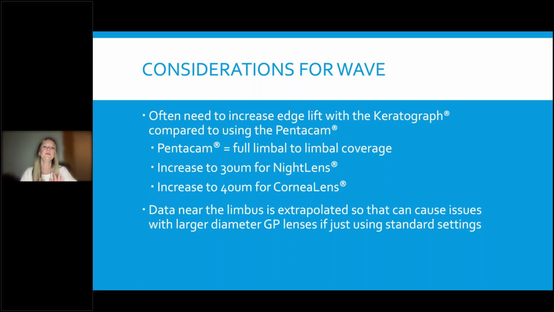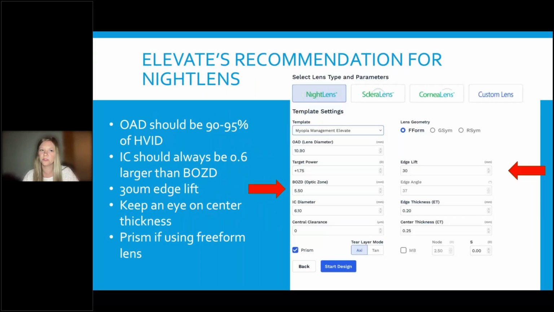So here are some recommendations for Night Lens, okay? These are my own personal recommendations that I nicknamed when I was first getting Wave set up. They even named it, myopia management for Elevate. So if you have your own practice and there are your own settings that you want to use, they can put template settings in there so you don't have to adjust every single design. The ones I wanted to point out: if I'm doing a Night Lens for myopia management specifically, I always have that edge lift at 30 microns automatically. That is something a little bit different because I have the Keratograph.